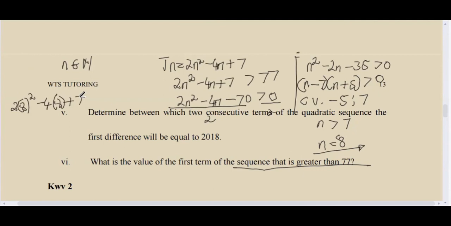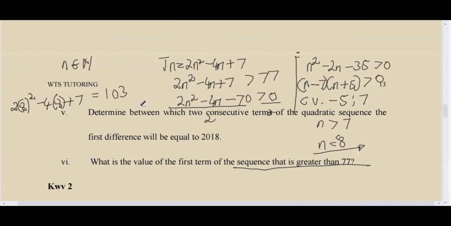So this is 2 in bracket 8, and then square minus 4 times 8 plus 7, right? So this is giving us a value of 103, right? Which is greater than 77.